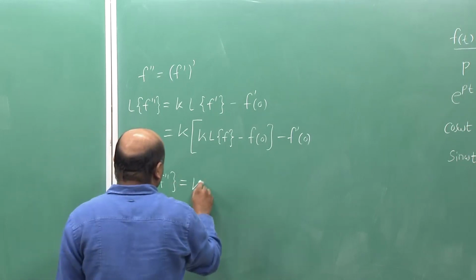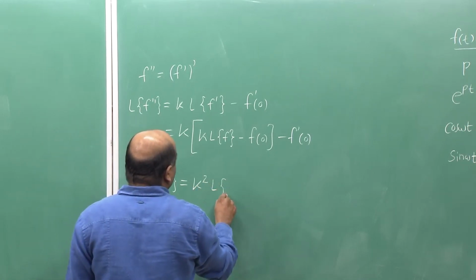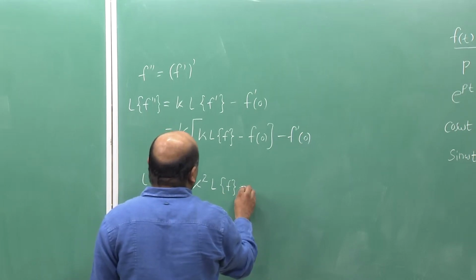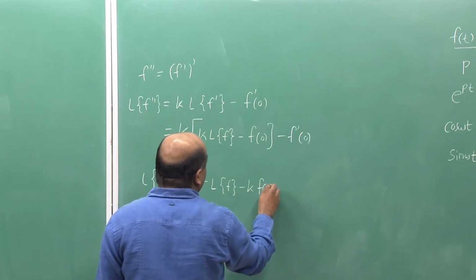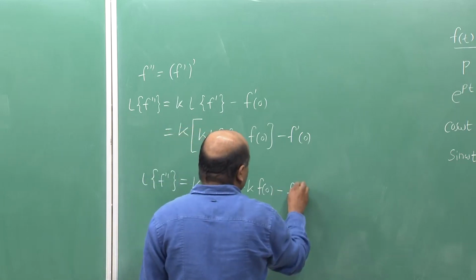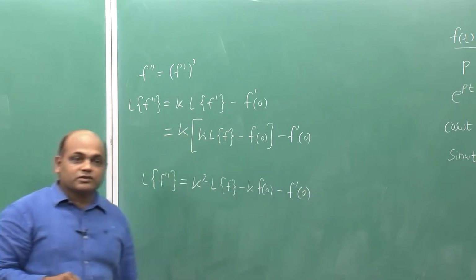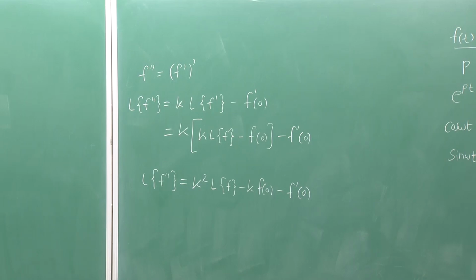So, L of f double prime should be equal to k square times L of f minus k times f of 0 minus f prime 0. So, this proves our second formula.